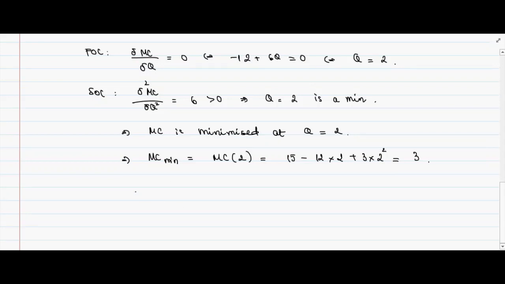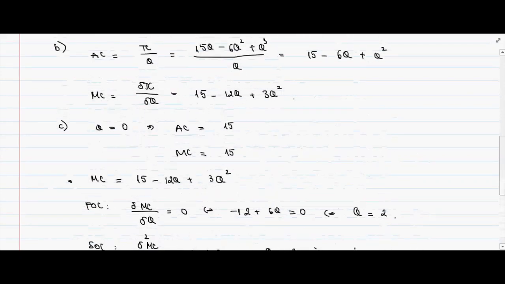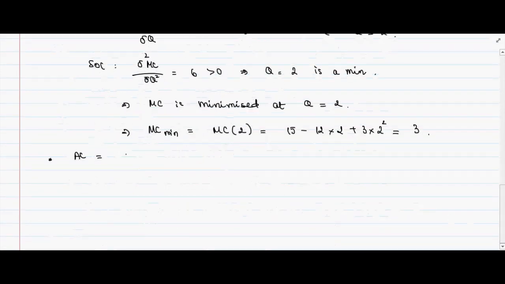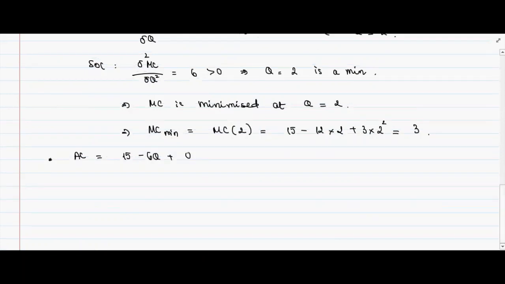Okay. Now I want to find the minimum point on the average cost. So the average cost function is 15 minus 6q plus q squared. Okay, so to find the minimum point again, I use the first order condition, where I differentiate the average cost with respect to q and make it equal to 0.